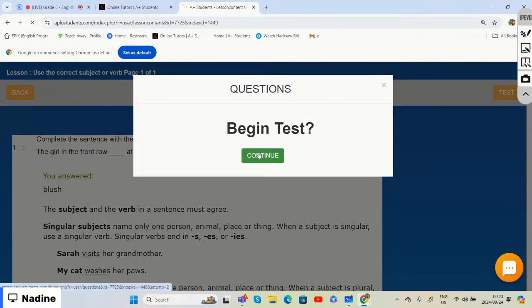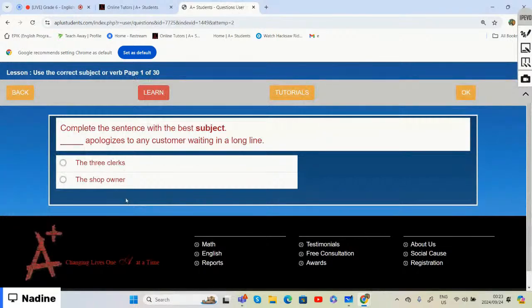All right, so let us go to our test. We are now going to use the correct subject or verb. Remember, if we are making mention of one person doing something, our verb ends with an S, ES, or IES. That is if one person, one animal, one place, or one thing does an action. If it's more than one person, animal, place, or thing doing an action, our verb does not end with an S, ES, or IES. All right, let's go on to the next one.